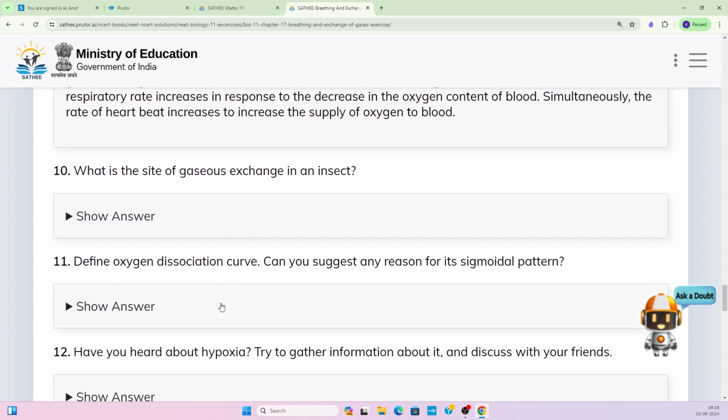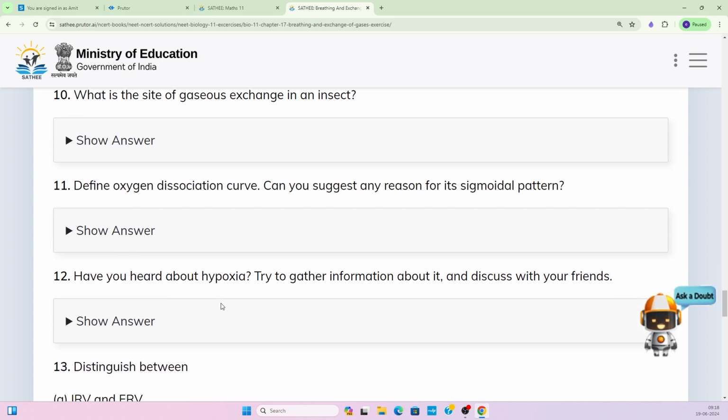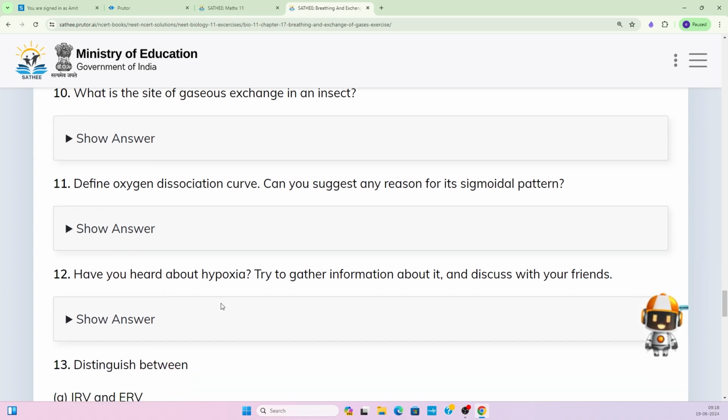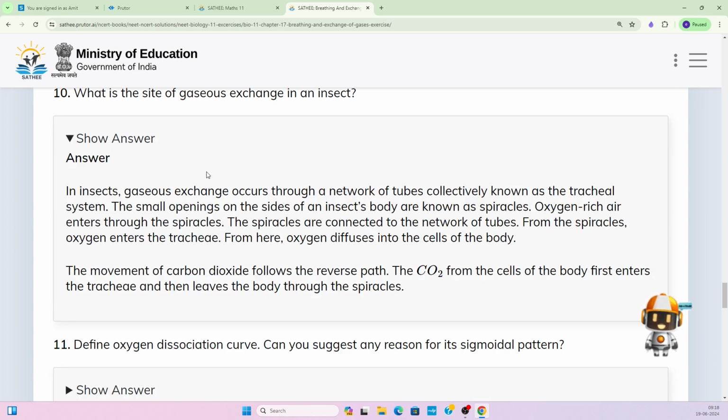Moving to our next question. What is the site of gaseous exchange in an insect? This is talking about how gaseous exchange takes place in insects. In insects, gaseous exchange occurs through a network of tubes collectively known as the tracheal system. So this is a very unique type of tracheal system we see in the case of insects.